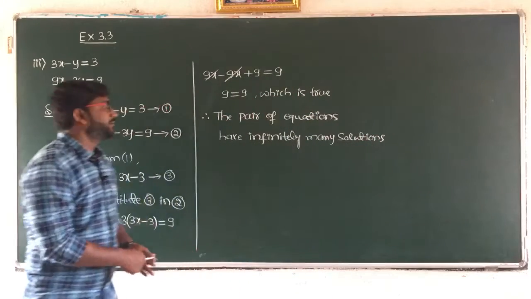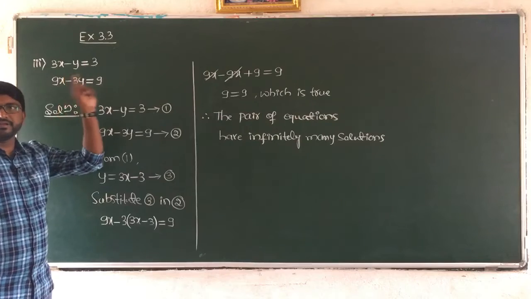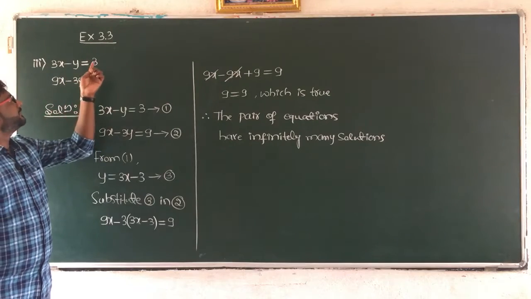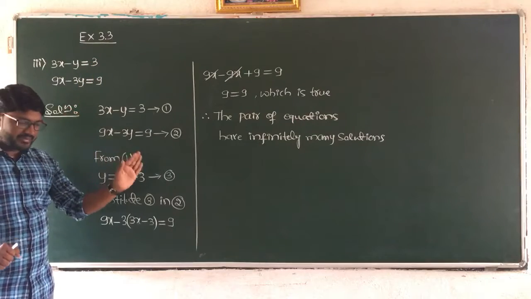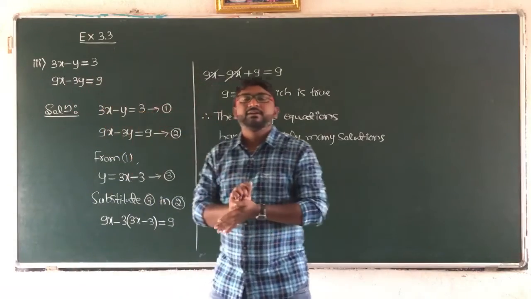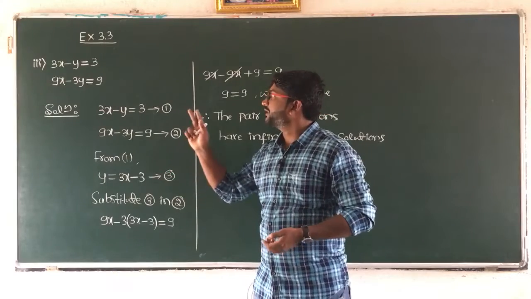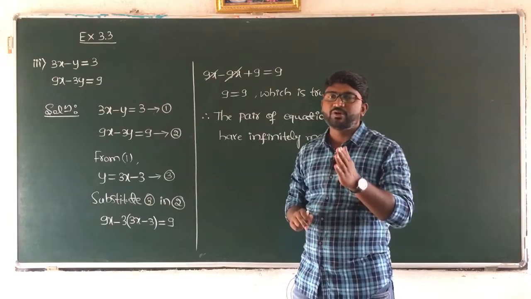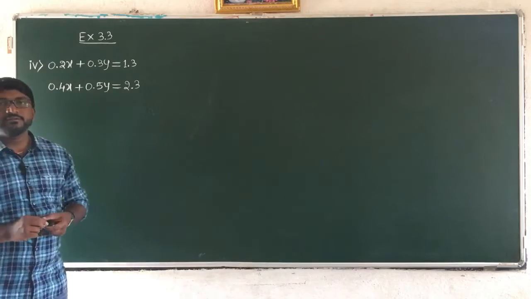So, for this problem, a1 by a2 is 1 by 3, b1 by b2, so minus 1 divided by minus 3, is also 1 by 3, and c1 by c2 is also 1 by 3. So, a1 by a2 equals b1 by b2, which equals c1 by c2, and hence the pair of equations have infinitely many solutions. So, this is all about the third sub question of exercise 3.3. Pause the video to note it down. Let us solve the fourth sub question of this exercise.